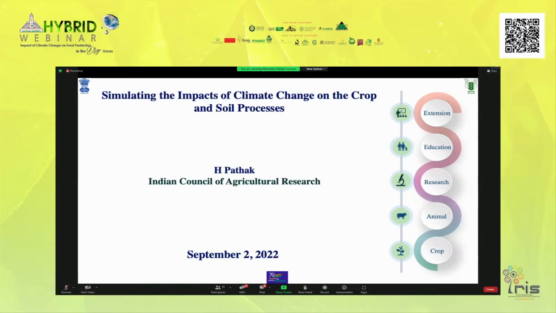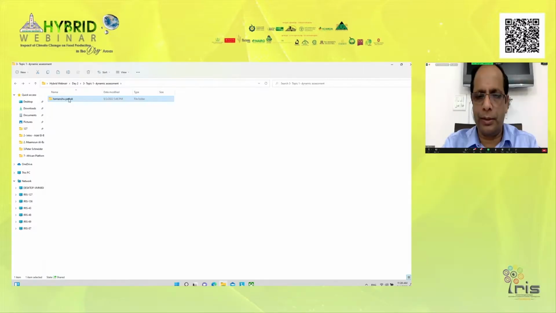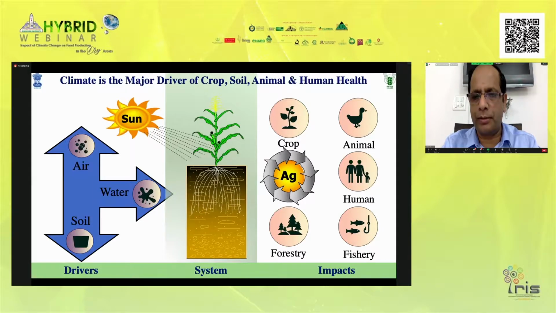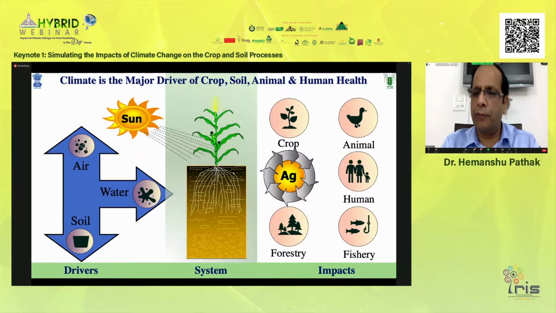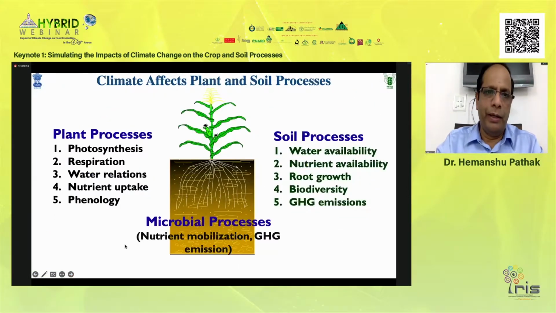Colleagues, I'll be presenting on simulating the impacts of climate change on the crop and soil processes. As we all know, the climate is the major driver of crop, soil, animal, as well as human health. Whether it is solar radiation, air, water, soil, and we have been discussing yesterday and today, all of these drive the plant processes, crop production, forestry, fishery, animal, and of course, finally, human health. So these are the major drivers.